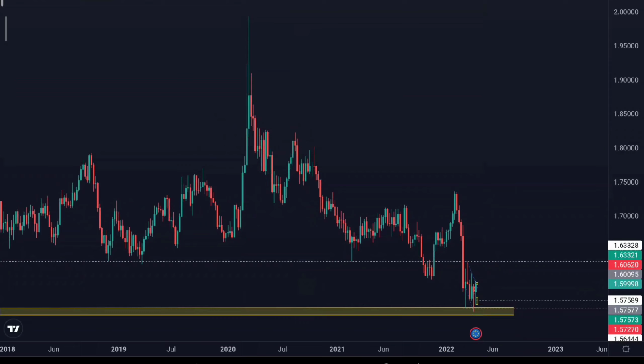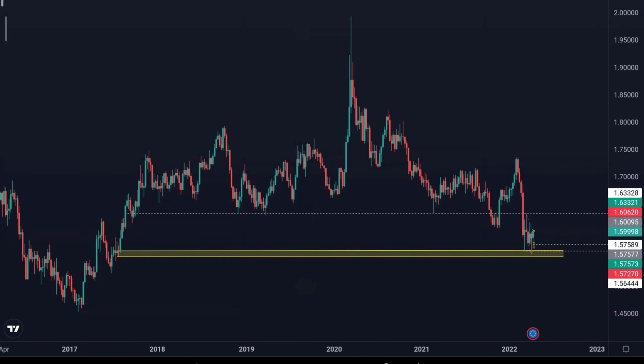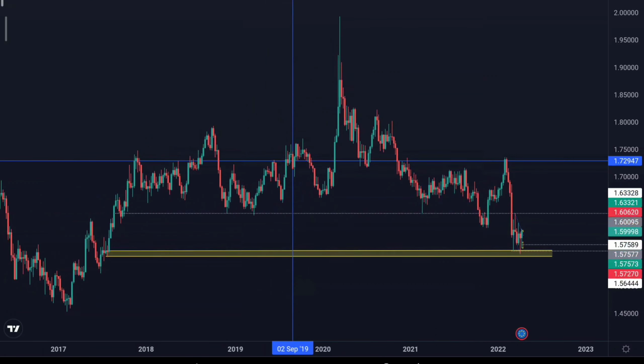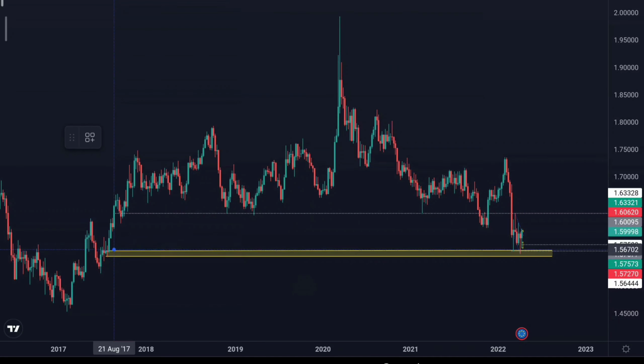So going into the weekly time frame, we can see that the price has managed to act in this level of demand. So this is just the same level of demand as that of the monthly, but with a little bit of refinery which has been done.